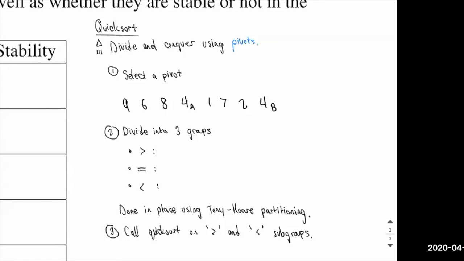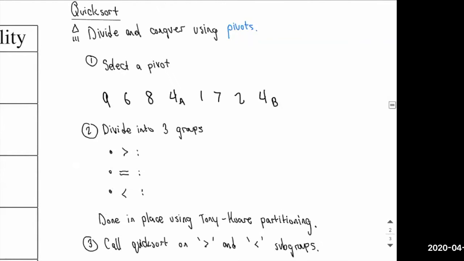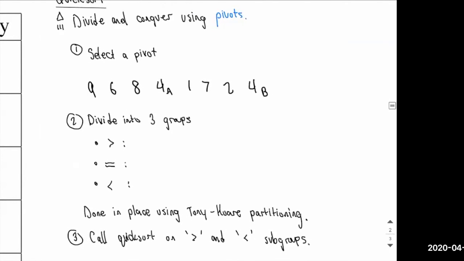Lastly, we'll cover quicksort. Like merge sort, quicksort is also a divide and conquer approach to sorting. So let's take a look at this example. So step 1, we select our pivot. We have 9, 6, 8, 4a, 1, 7, 2b. There are numerous ways to select pivots, and this is a heavily debated topic in the computer science world. There are some pivots that are better than others, but for now, we'll select a random pivot, let's say 6, okay? We'll see that randomly selecting a pivot is actually the empirically best approach.